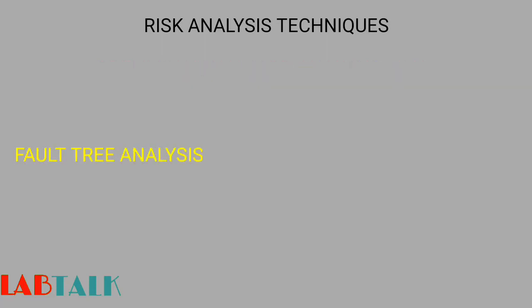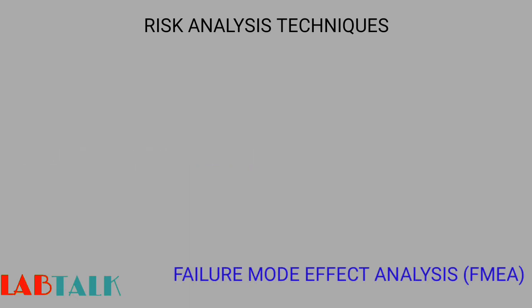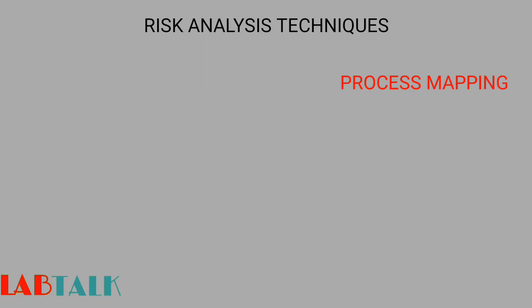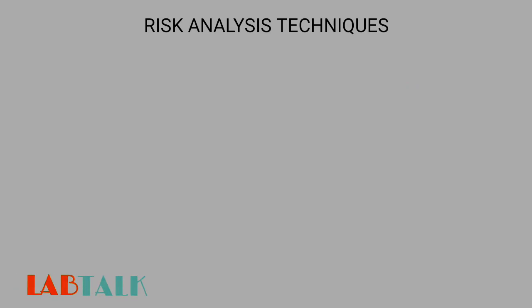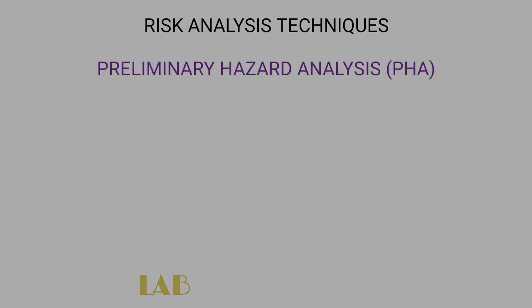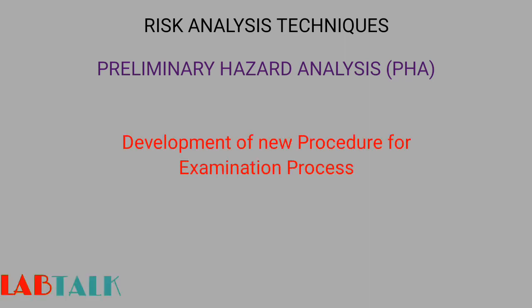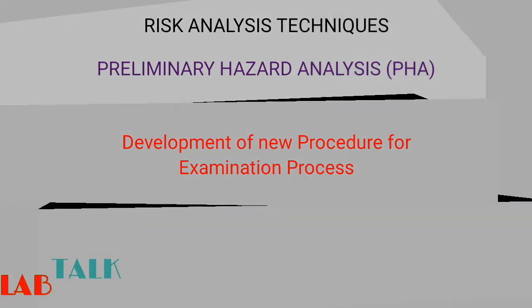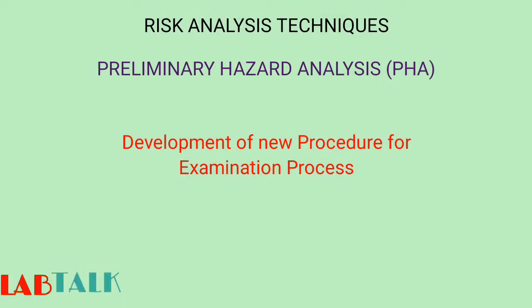Then there is fault tree analysis, that is FTA. There is failure mode effect analysis, that is FMEA. And finally, there is one more risk analysis technique, which is called process mapping. Preliminary hazard analysis is a technique that can be used early in the development of a process. So, whenever you are going to develop a new process, at the initial stage itself, we can use the preliminary hazard analysis so that the inbuilt hazards in the process itself can be identified.